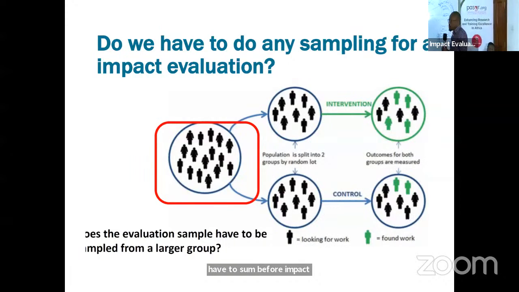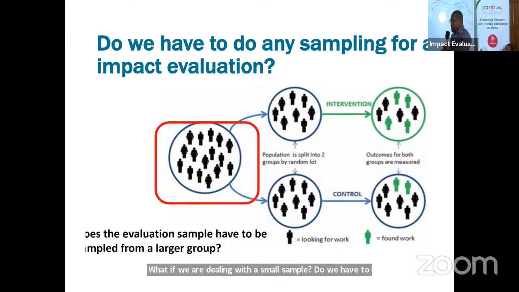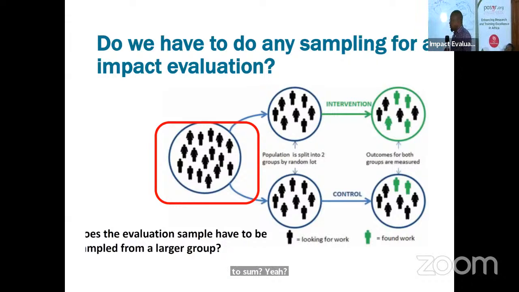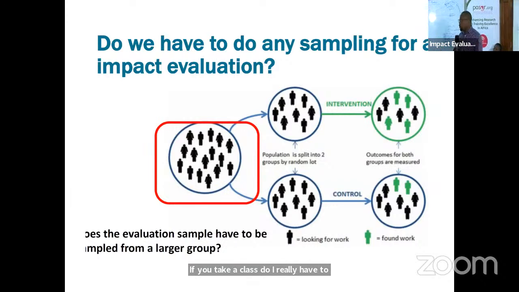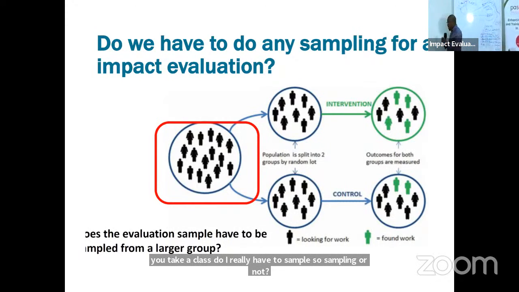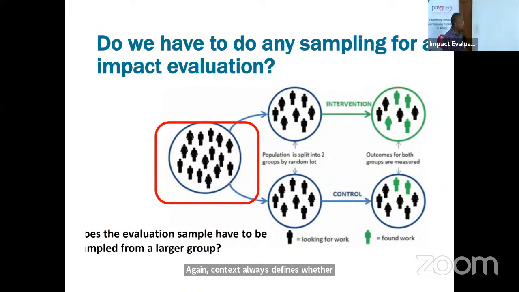What if we are dealing with a small sample? Do we have to sample? What if this is the sample I'm going to deal with? If it's a class, do I really have to sample? So sampling or not sampling is contingent on many things, right? Context always defines whether you need to sample. And if you need to sample, then you're going to learn the tools of how to do so.